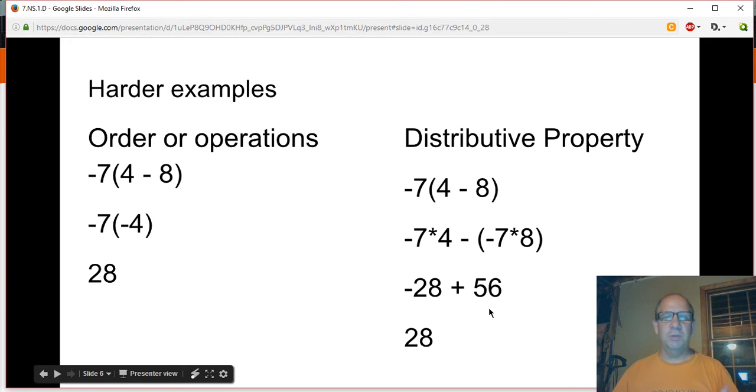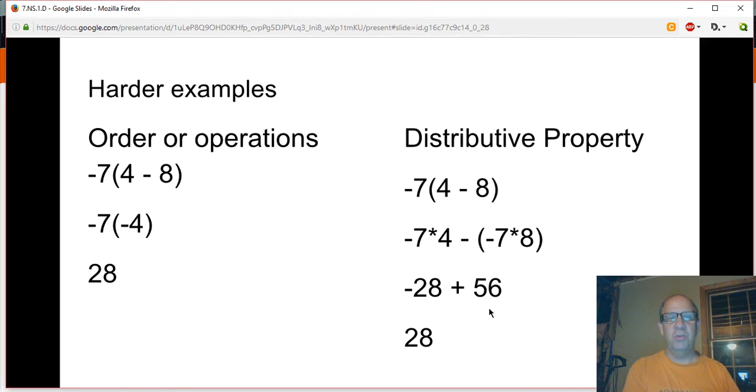So those are a couple of examples. Try your own examples out, practice them in order of operations which you know, and then do them in the distributive property to check, or practice them in the distributive property and then do the order of operations to check.